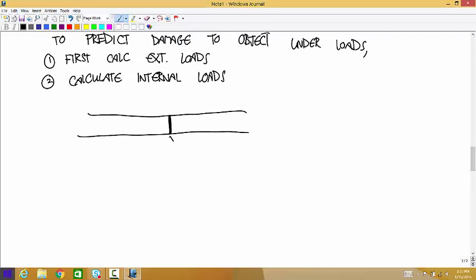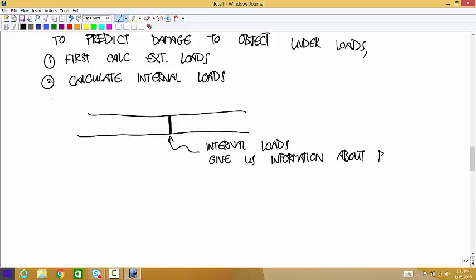So internal loads give us information about an entire cross-section of a beam. What we really want is information about the points.